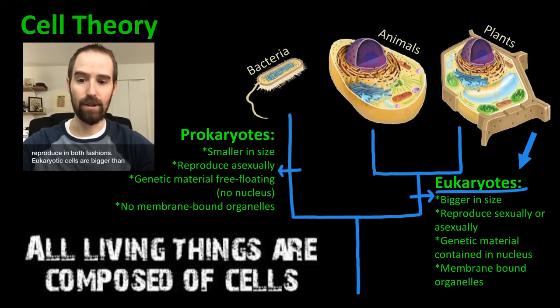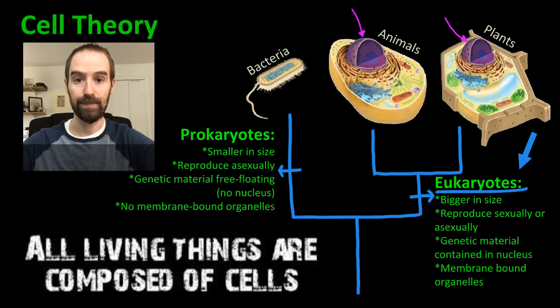Eukaryotic cells are bigger than prokaryotes, and eukaryotes also have membrane-bound organelles. That's what all of these little structures are on the inside of these cells. They also have a cell nucleus that protects the cell's genetic information.